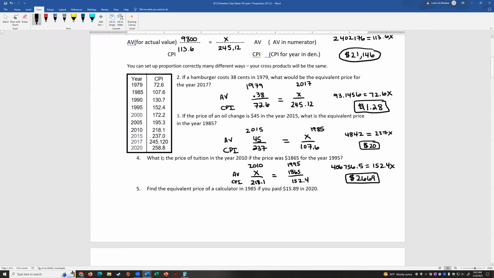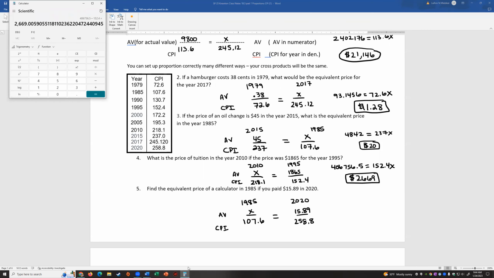And then find an equivalent price of a calculator in 1985 if you paid $15.89 in 2020. Okay, so we have 2 years, 1985, 2020. Actual values and CPIs. The actual value of the calculator was $15.89 in 2020, which had a CPI of 258.8. 1985, we don't know the price of the calculator then, but we know the CPI was 107.6.